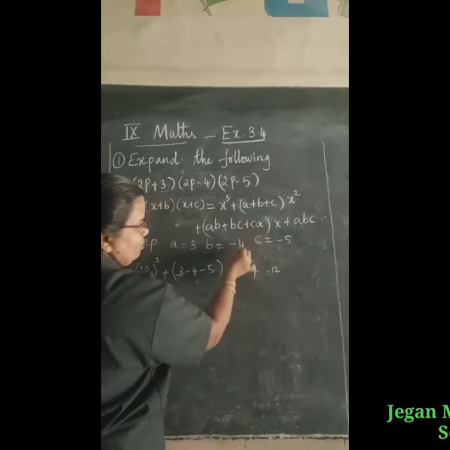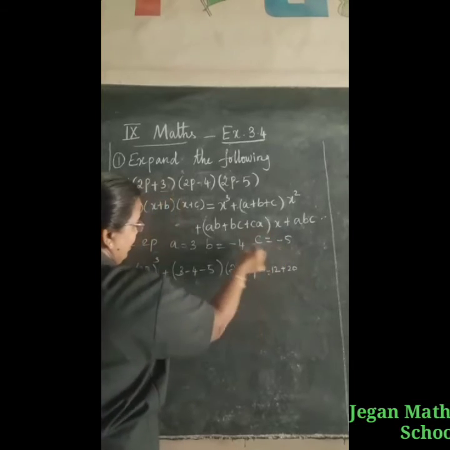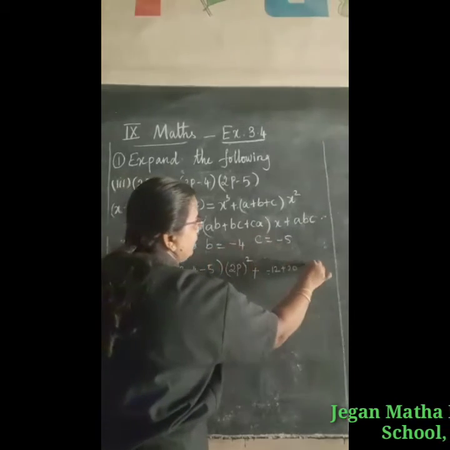And what is bc? Minus 4 minus 5, plus 20. And what is ca? Minus 5 into 3, minus 15.